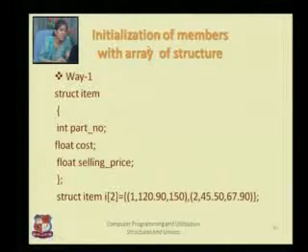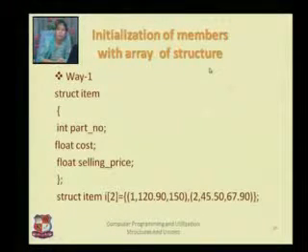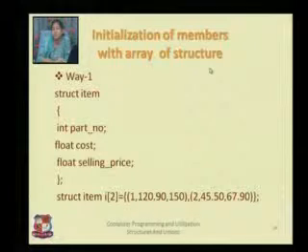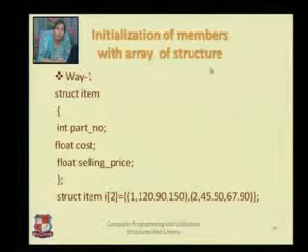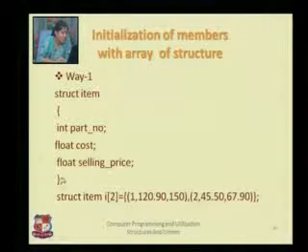Let us say initialization of members with the array of structure. That means when we are creating an array of this particular structure, how can we give values to its individual elements, right? So let us have a quick look. Struct item, integer part number, float cost, float selling price. As I said previously, I am completing my statement and then later on I am writing struct item I2. This means that I am creating I2.